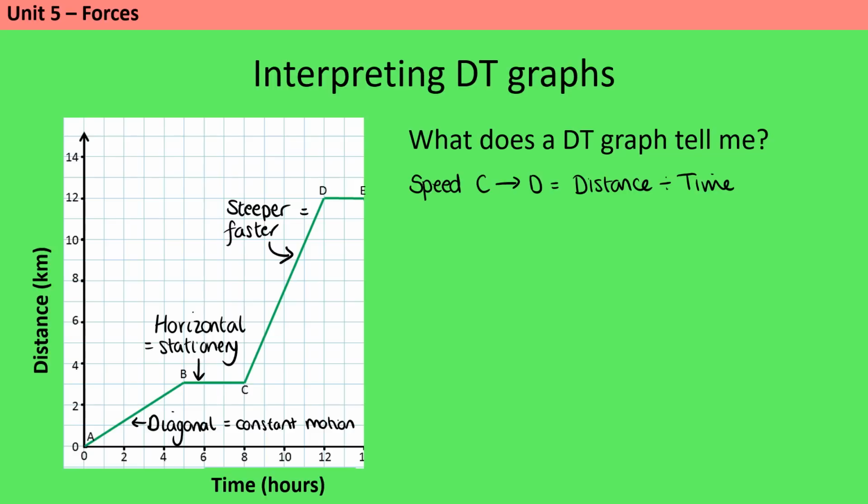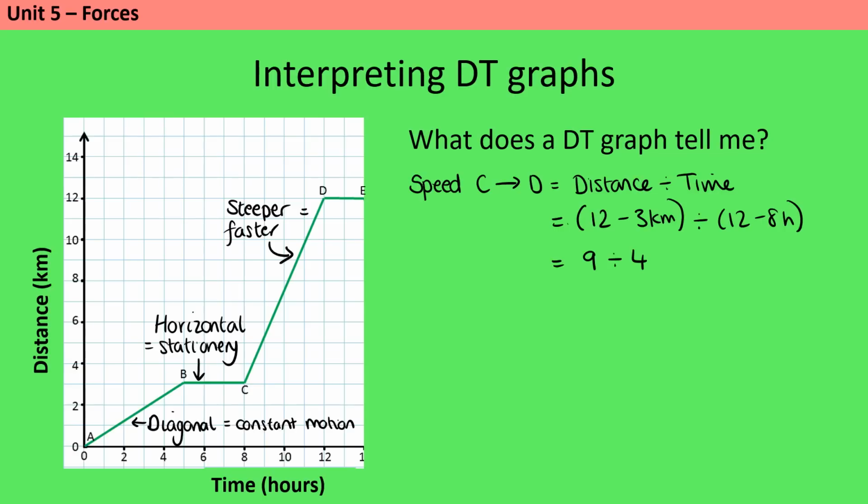So I need to know how far it has travelled, not in total, but just between points C and D. In order to work that out, I'd say it finished off at 12 kilometres, but it started at 3. So the change there is going to be 9. And then likewise for the time, we've finished at the 12-hour mark, we've started at the 8-hour mark, so that's going to be a difference of 4 hours.